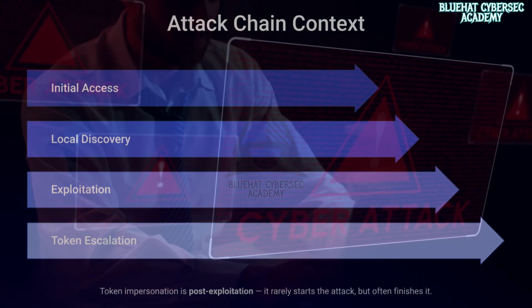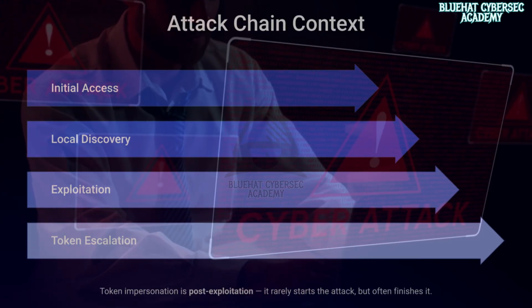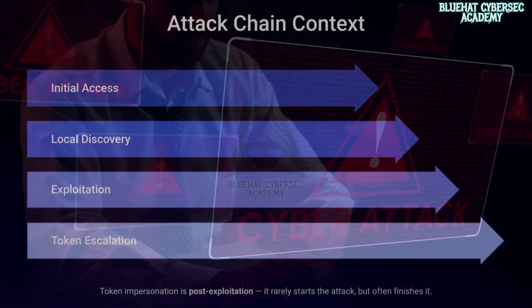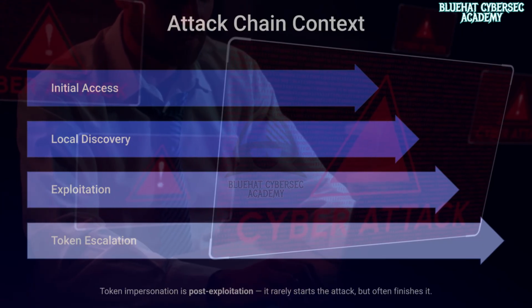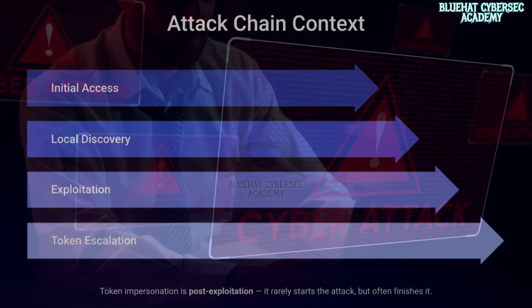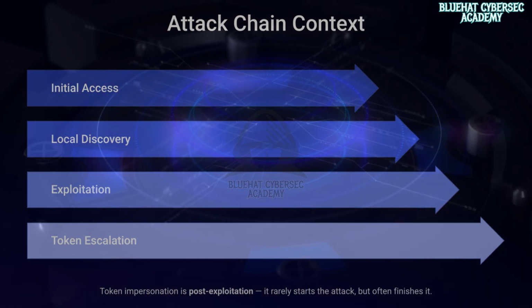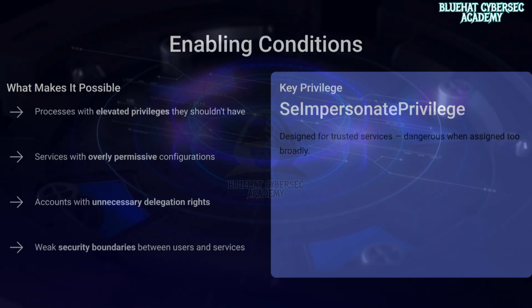Then the attacker explores the system for local privilege discovery or limited execution. After that, they may exploit misconfigured services or privileges. And only then does token-based escalation come into play, potentially leading all the way up to administrative or system-level control. Security researchers classify this phase as part of post-exploitation privilege escalation techniques.